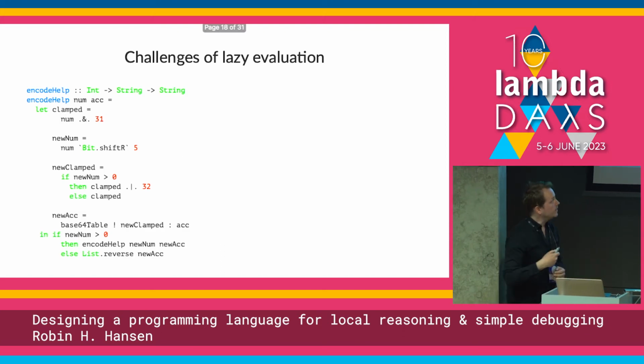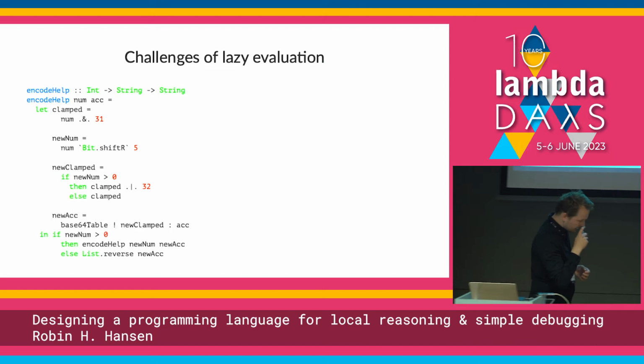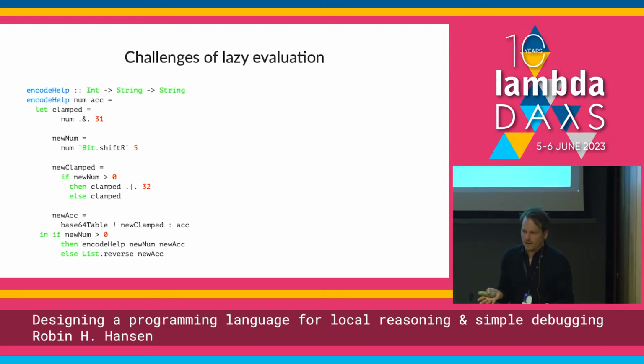So here is some code from the Gren compiler, which is written in Haskell. And that's why all the examples here are Haskell, because it's the one language I know, right?